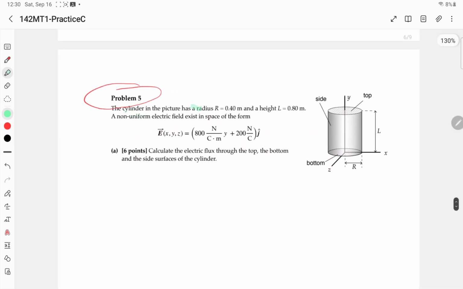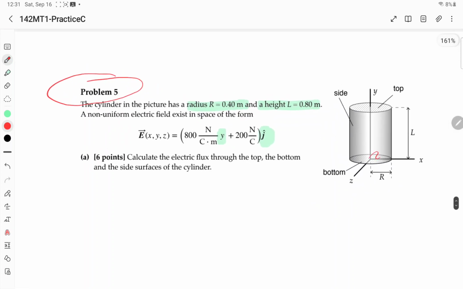So here it says the cylinder has a radius of 0.4 meters and a height of 0.8 meters in a non-uniform electric field that exists in the place of this equation here. So this equation works in the j-hat direction, or the y direction, and it's dependent on y. What does that mean in terms of what we see here?